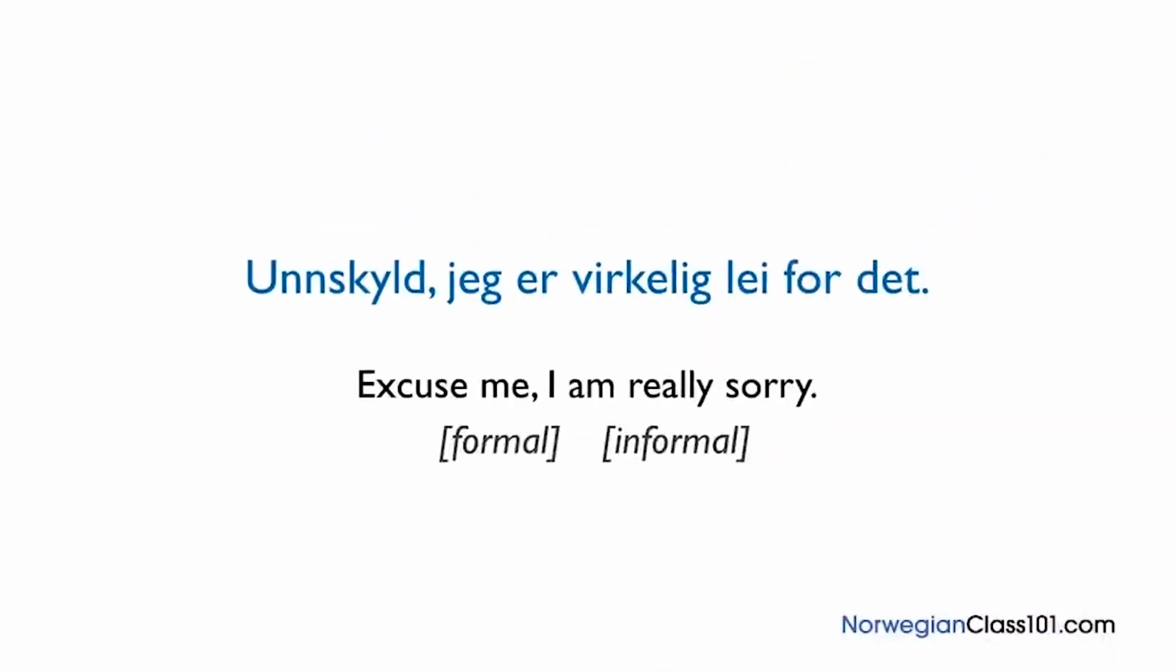First, we have the familiar unnskyld. Next, we insert the pronoun for I, jeg. Then er, which means am. This is followed by virkelig, which means really. Finally, we have the phrase lei for det, meaning sorry about it. Unnskyld, jeg er virkelig lei for det.